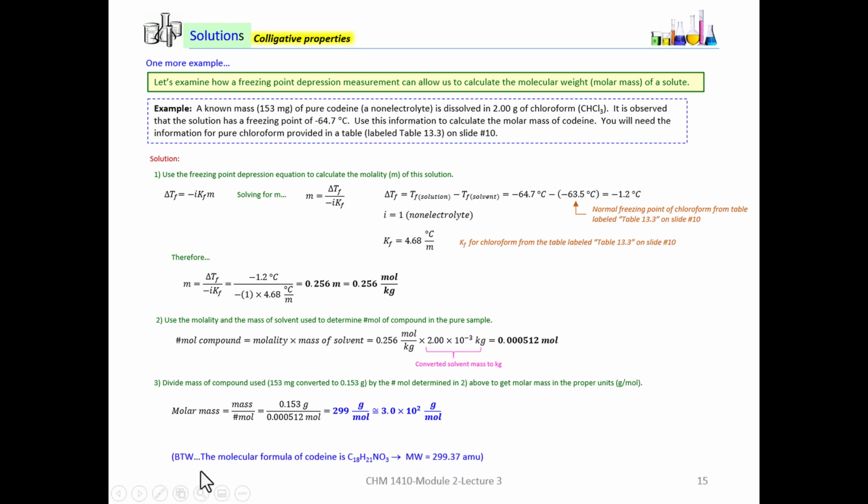And it turns out that the molecular formula of codeine is C18H21NO3, and the molecular weight, which is simply the weight of all of these atoms combined in atomic mass units, is 299.37, which means that the molar mass is in reality 299.37 grams per mole, which is pretty close to the number we calculated using this freezing point depression data.